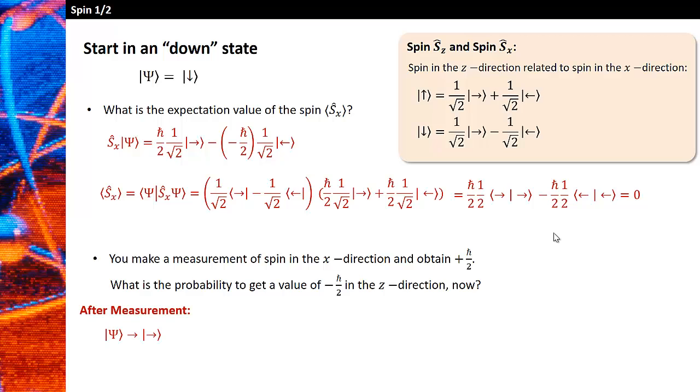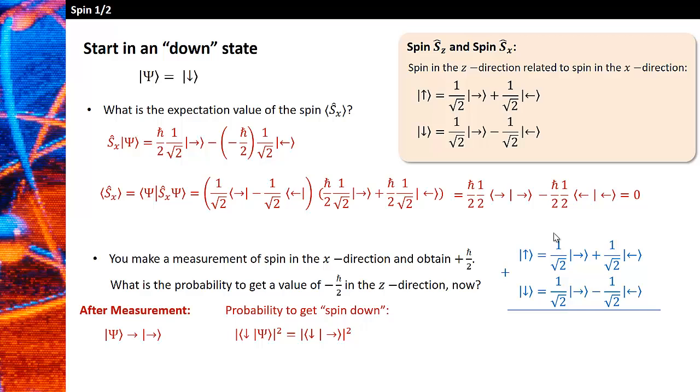In order to answer the question of what is the probability to get spin down then, what we need to do is find out what is the inner product between spin down and our new wave function psi. Or said another way, what is the inner product between spin down and spin right? Since now our wave function is spin right after our measurement. Well, we don't have a way of writing spin right in terms of spin up and down yet, but we can get there actually from our expression up above. So let's rewrite the relationships that we have up above between spin up, spin down, spin right, and spin left. I'm just going to rewrite them here.